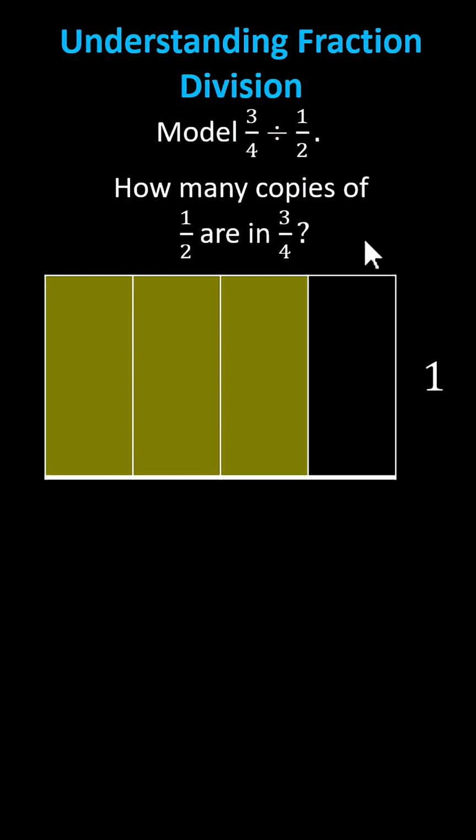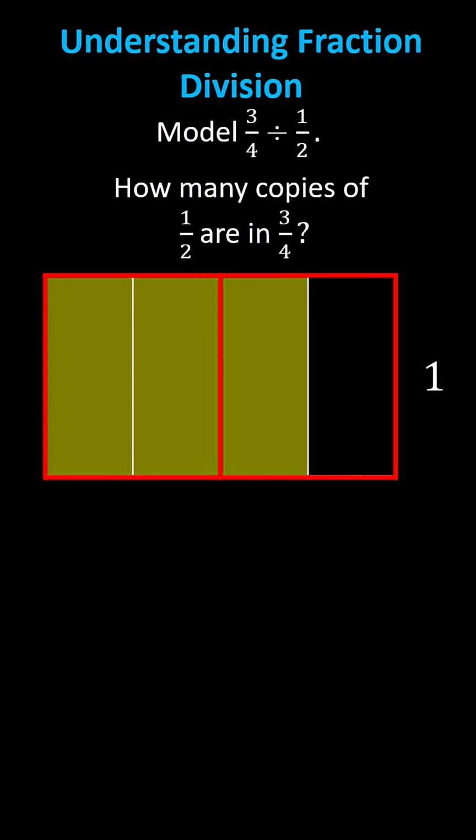And now to determine how many copies of 1/2 are in 3/4, we will overlay another whole unit cut into 2 equally sized parts, where each of the parts equals 1/2. And now we can determine how many copies of 1/2 are in 3/4. On the left, notice we have one copy of 1/2, and then on the right, the shaded region here is half a copy of 1/2.